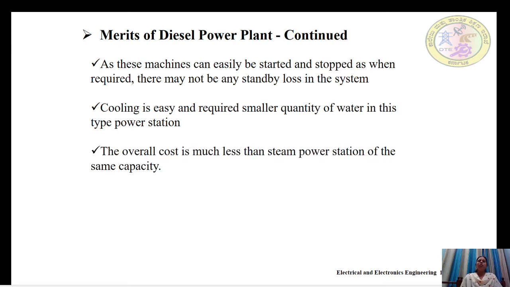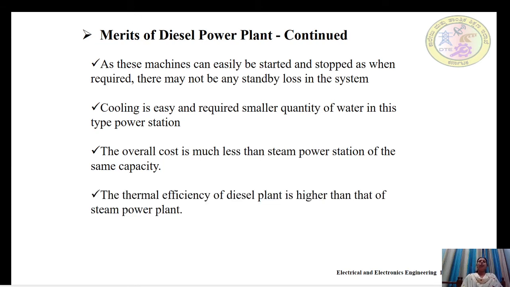The overall cost is much less than a steam power station of the same capacity. When comparing the diesel power plant with the steam power plant, the steam power station requires boilers and coal, so the overall cost of the steam power plant will be more when compared to the diesel power plant.